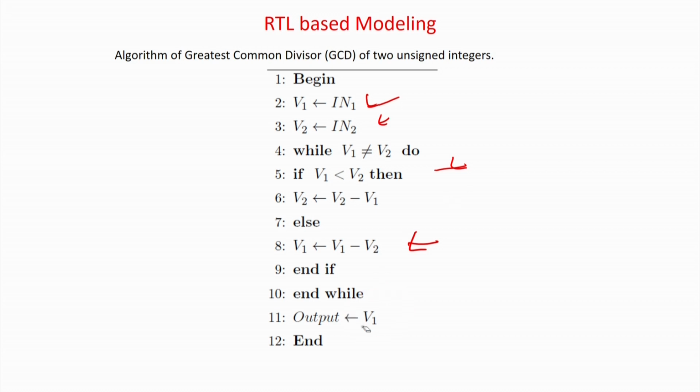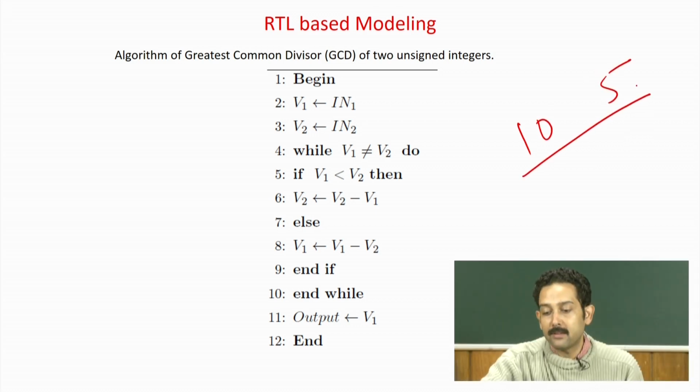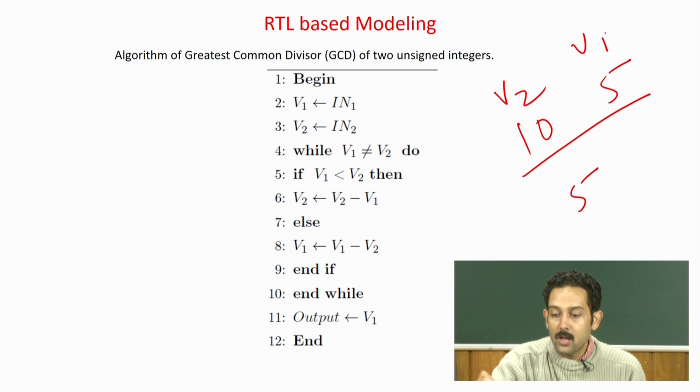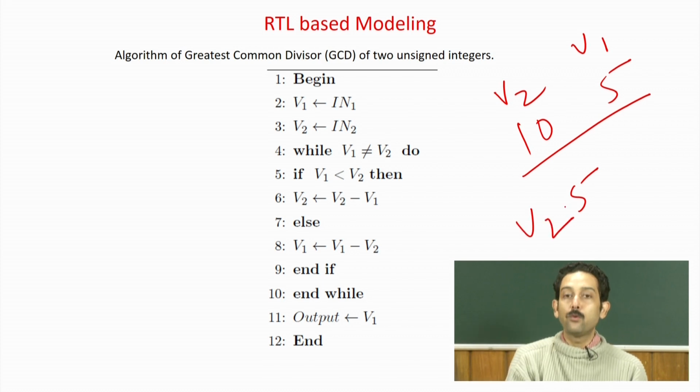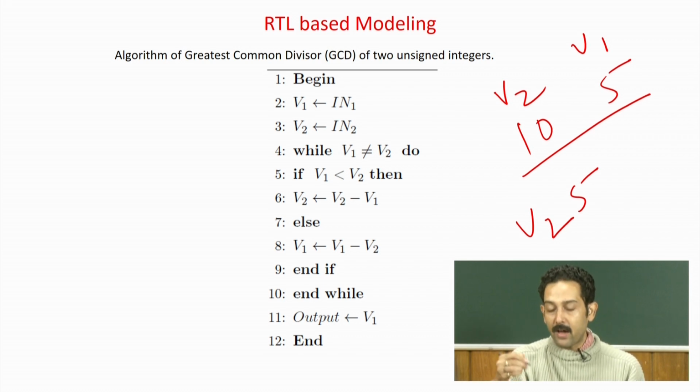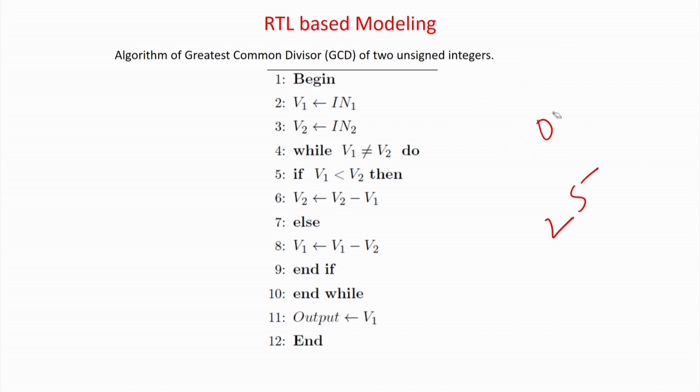We already know that this is a very simple algorithm. Say we are taking 10 and 5. In the first step we subtract 5 from 10, so it will be 5. Say this is V2 and this is V1. After the subtraction, V1 will be equal to 5, then V1 is equal to V2 in the next step. So the GCD of 5 and 10 is 5 itself. Very well known high school mathematics. So this is the actual algorithm.